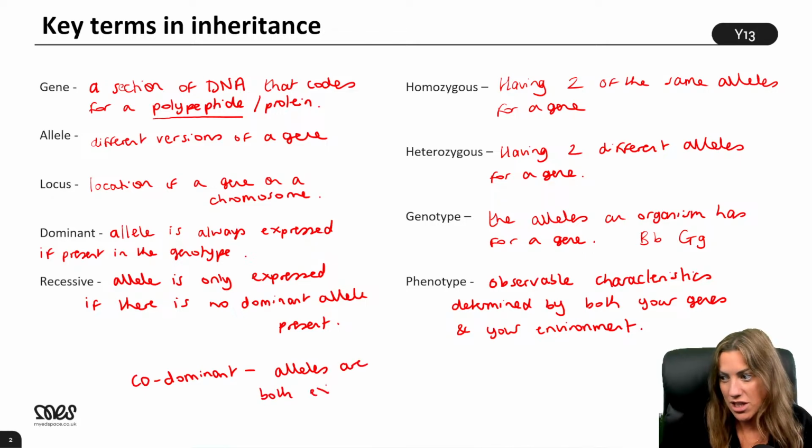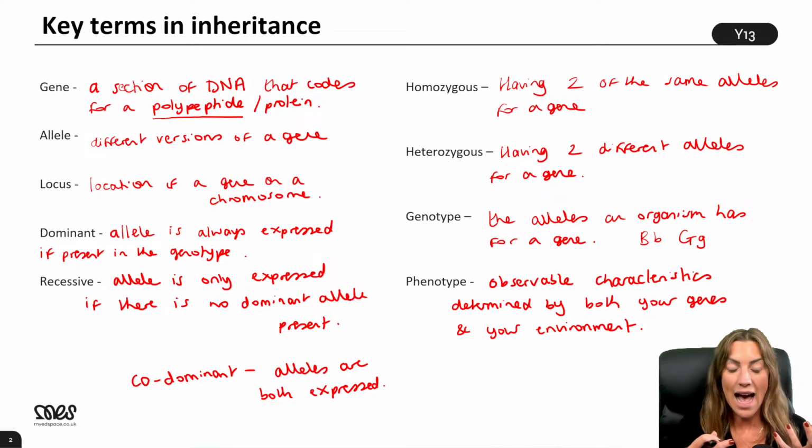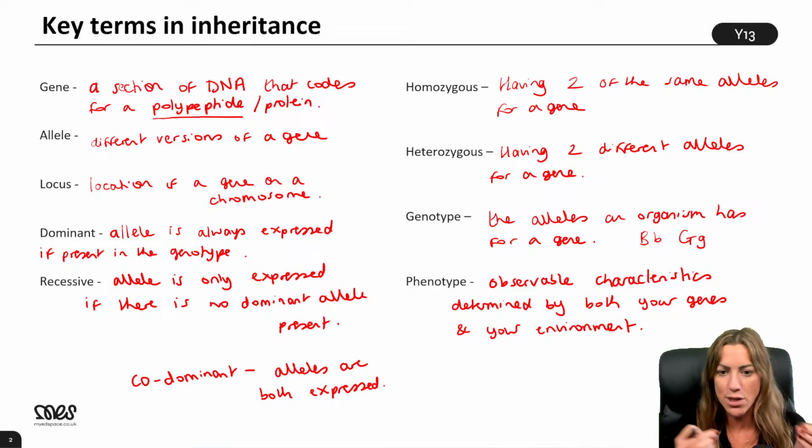So you didn't do that at GCSE, but you will be doing that at A level. So in flowers, for example, if they have both a red and a white allele, the flower ends up looking pink because the red and the white are codominant and they both get expressed, and the flower looks pink rather than just being red or white.